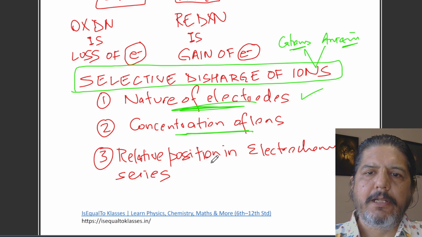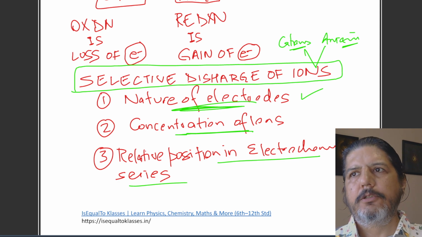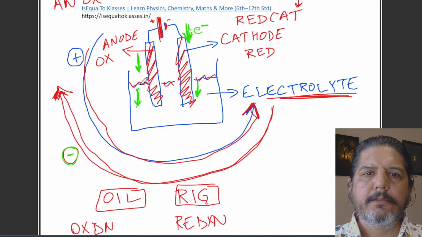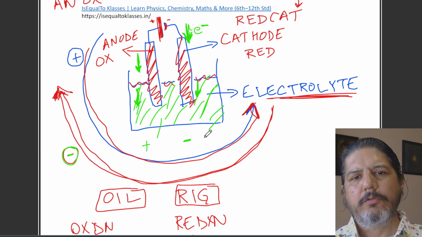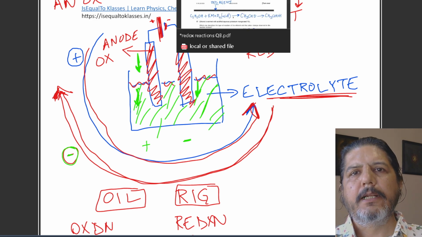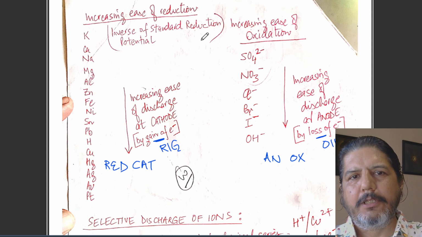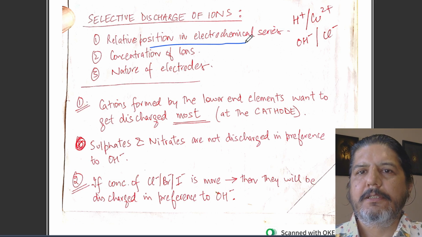The third thing would be relative position in the electrochemical series. So what this implies is that in the electrolyte, you will have positive ions, you will have negative ions. So there will be a competition to get discharged. So in anions, which one will get discharged? In cations, which one will get discharged? That also depends upon the relative position in the electrochemical series.